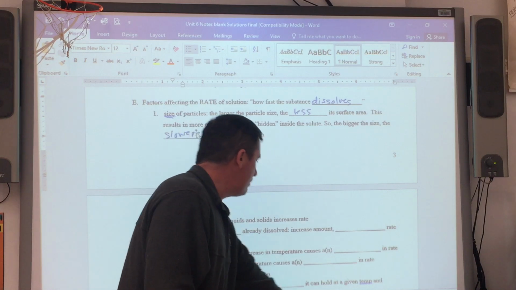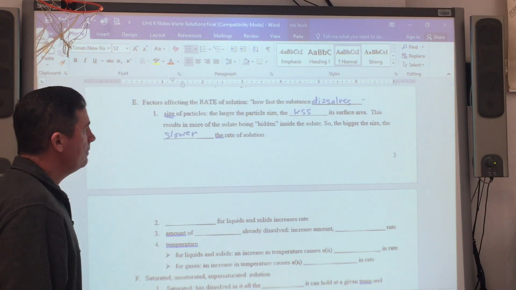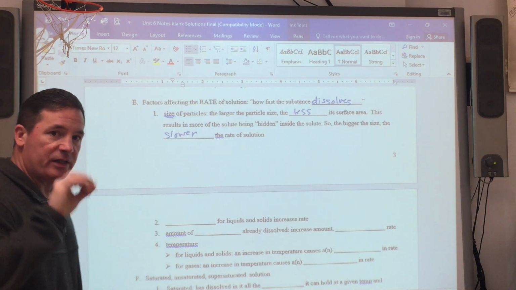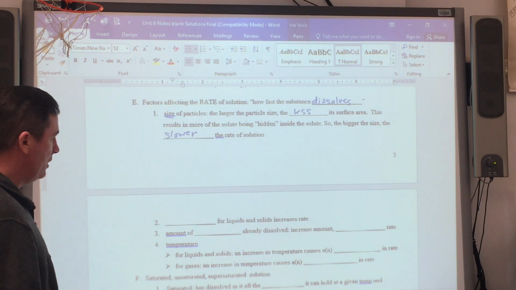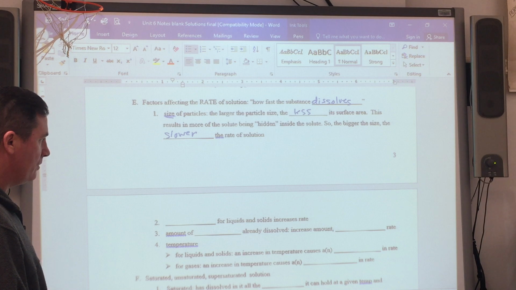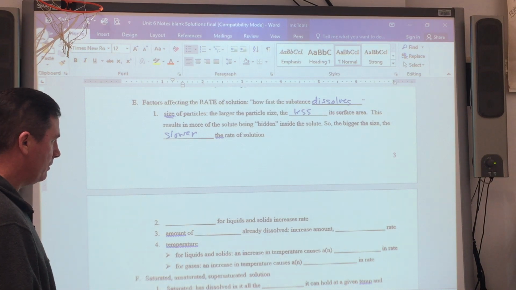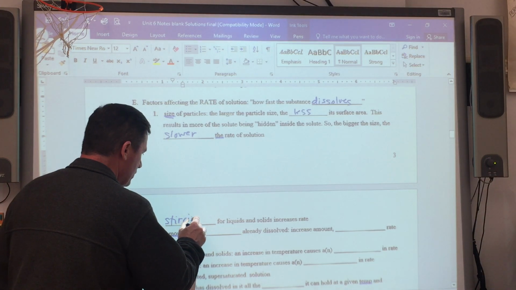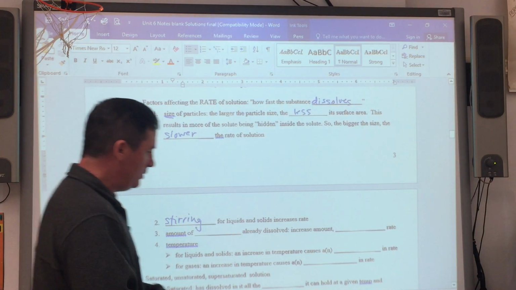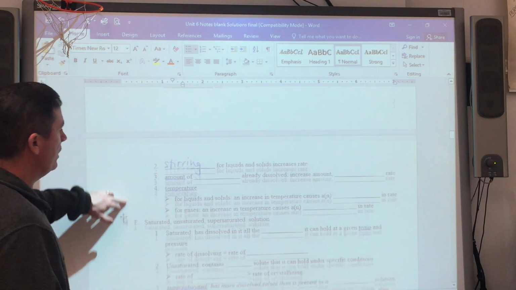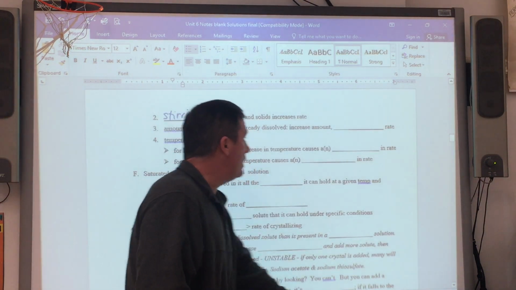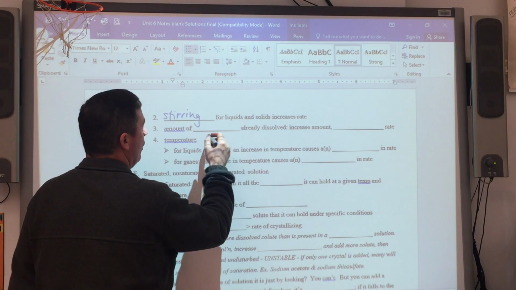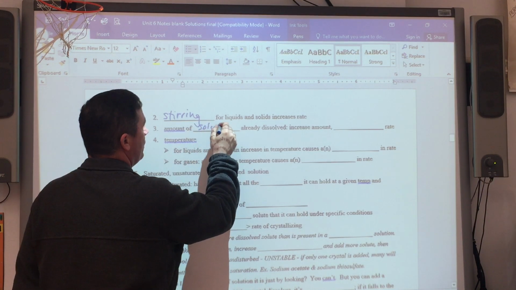All right, what's next? So the bigger the size, the slower the rate. You make it really small, the water, the solvent, can get to it. Another thing that you can do to increase the speed at which it dissolves is stirring it. And you know that already. Stirring can increase the rate. Another part is the amount of solute that's already dissolved.